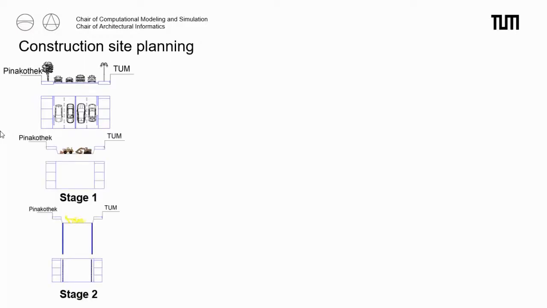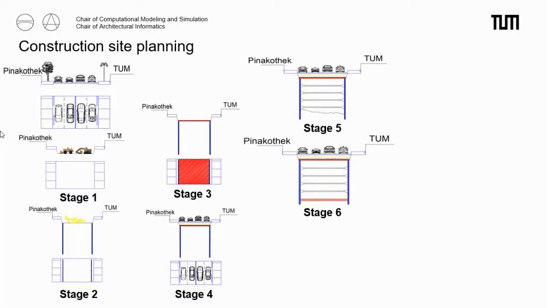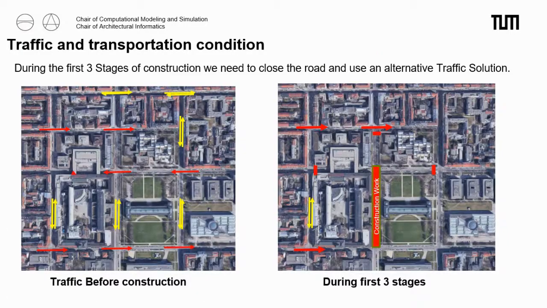Moving to the construction site planning, the process could be presented in some stages, which starts by excavation to the top floor level, installation of external walls, post-tension slab as a top floor slab, backfilling and road restoration, and strut installation while underground excavation, foundation construction, internal walls construction, platform and middle floor construction, completing the construction work. And for the traffic conditions, the left map shows the traffic before construction and the right one shows the alternative traffic solution during the first 3 stages of construction.